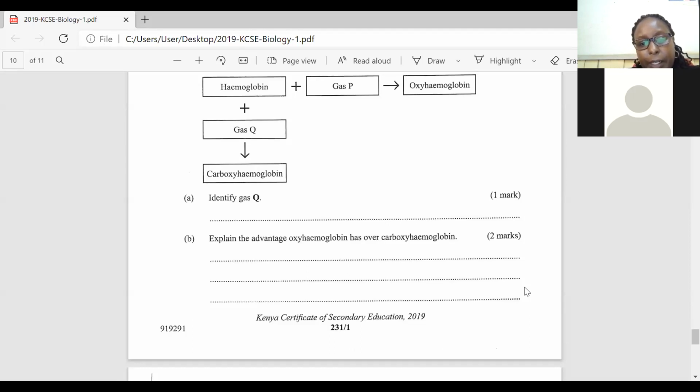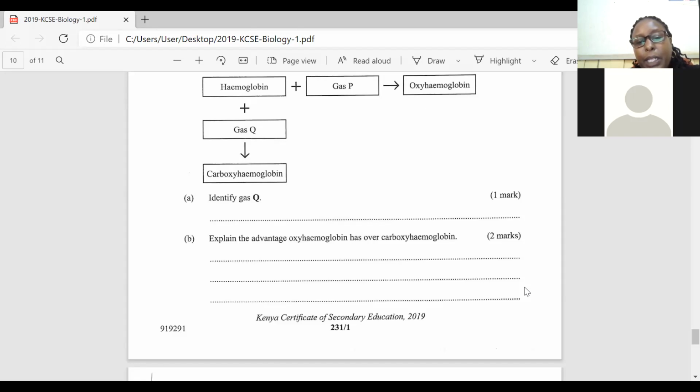Then in such a case, for the student to answer that, they had to know about oxyhemoglobin being an unstable compound. Therefore, it dissociates easily. The dissociation is what gives the hemoglobin the ability to release oxygen and supply it to the body parts.